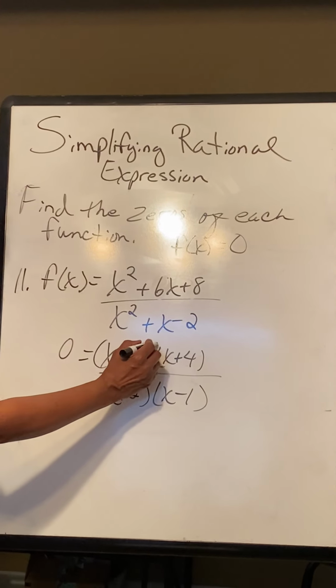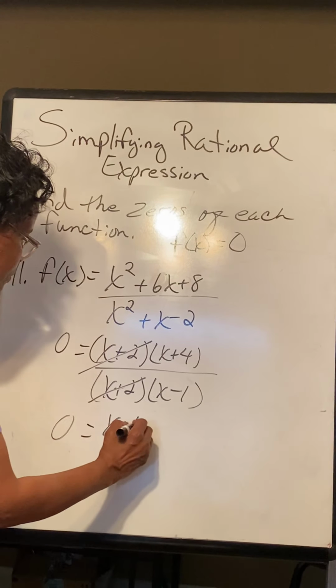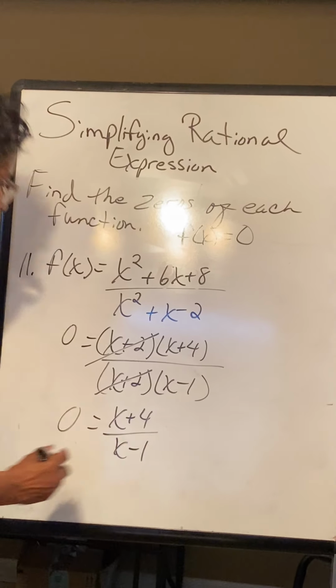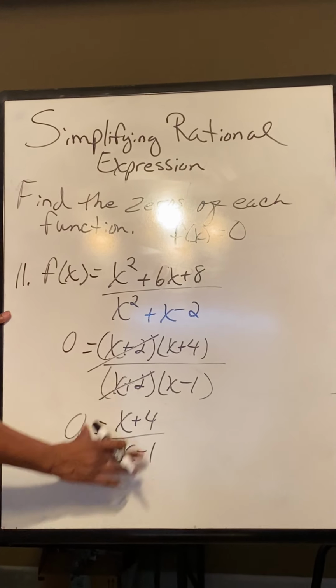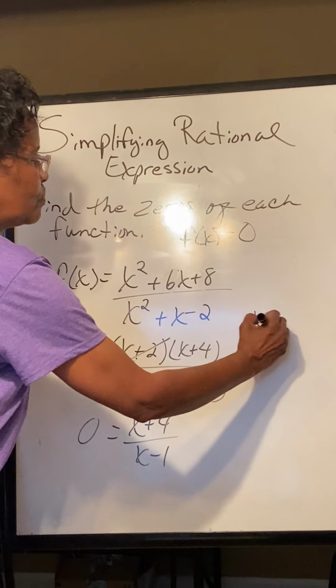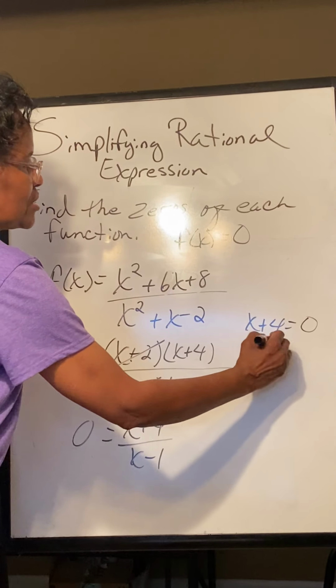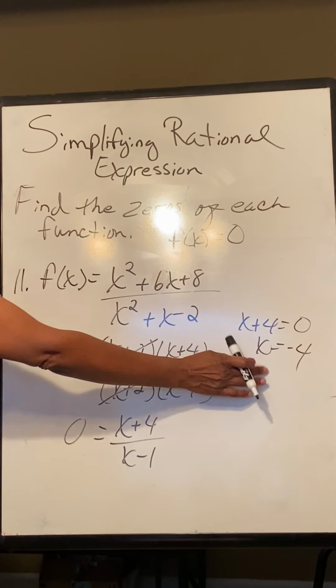I'm going to simplify this. And to find my zero, I'm going to take whatever is left in my simplified answer, which is x plus 4, set it equal to 0. So the zero for this problem would be a negative 4.